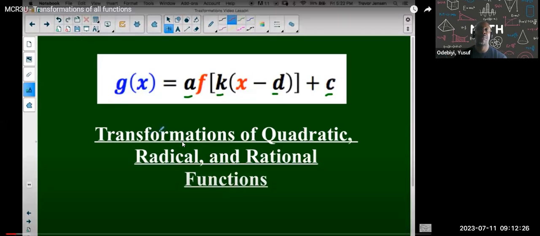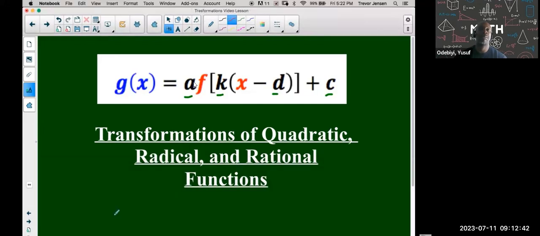In the previous lessons, I explained how we can use a, k, d, and c to figure out exactly what transformations are happening. In this lesson, we're going to apply that information to do transformations of 3 different parent functions. So we're actually going to define f of x now. Our parent function, f of x, we're going to do 3 different functions.